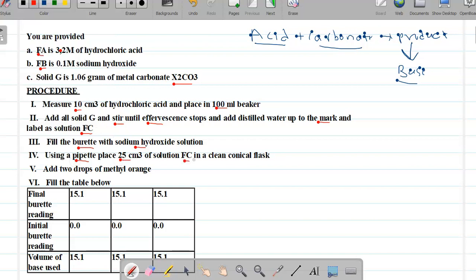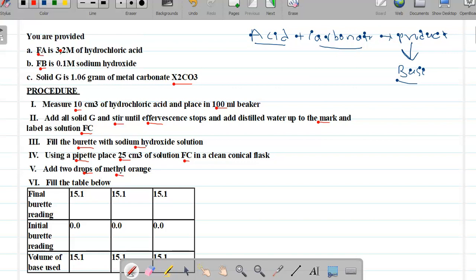When you are pipetting this solution, please be careful because the solution contains excess acid. If you are pipetting with your mouth and it touches your tongue or lips, it can cause some corrosion, so take care. Pipette FC into a clean conical flask. Then add 2 drops of methyl orange, which is an indicator to show the color. Then you fill the table.